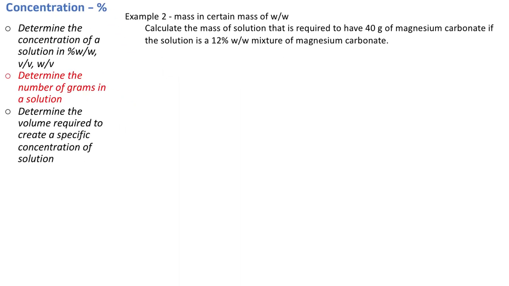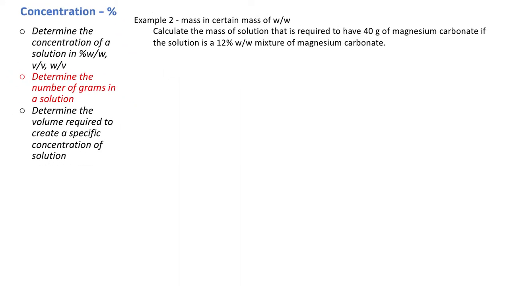Calculate the mass of a solution that is required to have 40 grams of magnesium carbonate if the solution is a 12% weight for weight mixture of magnesium carbonate. The equation is percentage weight for weight is equal to the mass of solute over the mass of solution times 100. So what does that mean?